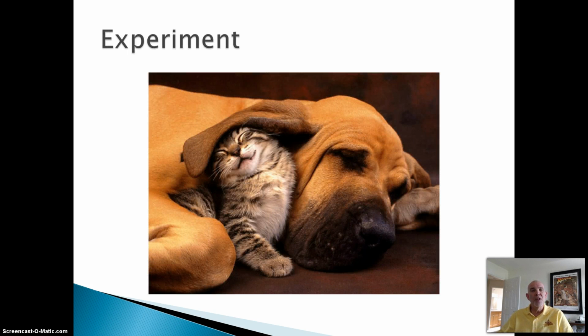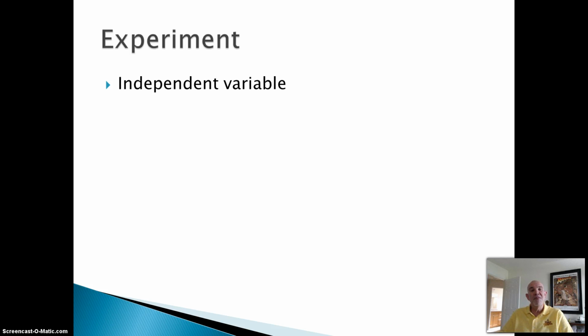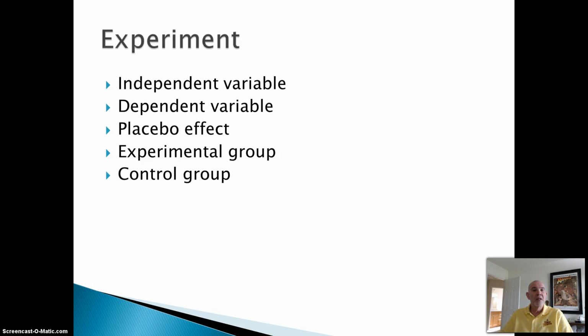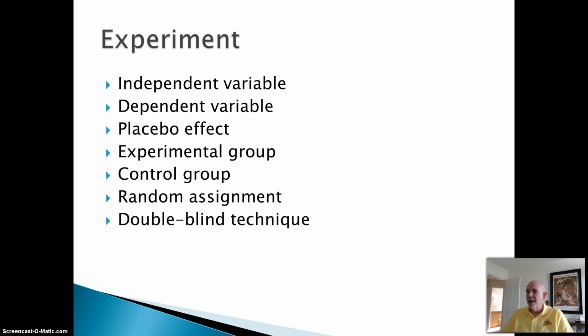There are several important terms to go over when conducting an experiment. The independent variable, and I'll go over definitions, and we'll see how they're represented in our experiment. Dependent variable, placebo effect, experimental group, control group, random assignment, and the double-blind technique.